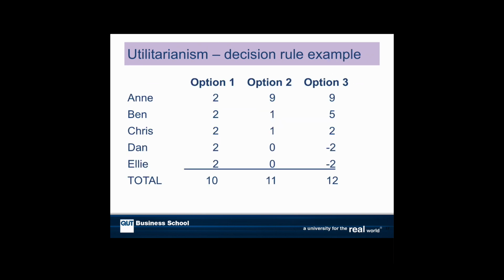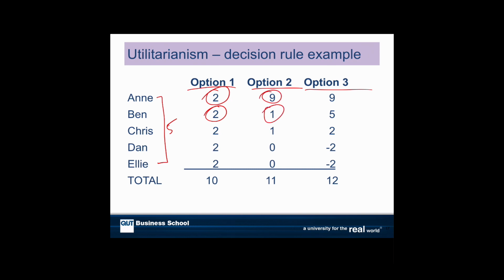Here we have a simplified example. We have 5 people being affected, and we have 3 options, whatever they might be. Now what you can see is we've identified the stakeholders, the 5 people affected by this act or omission. Then we have the utility generated, the happiness generated for each of the people under each of the options. So under option 1, Anne has 2 units of benefit, Ben has 2 units of benefit, and so on. Under option 2, Anne gets 9 benefit and Ben gets 1, etc.